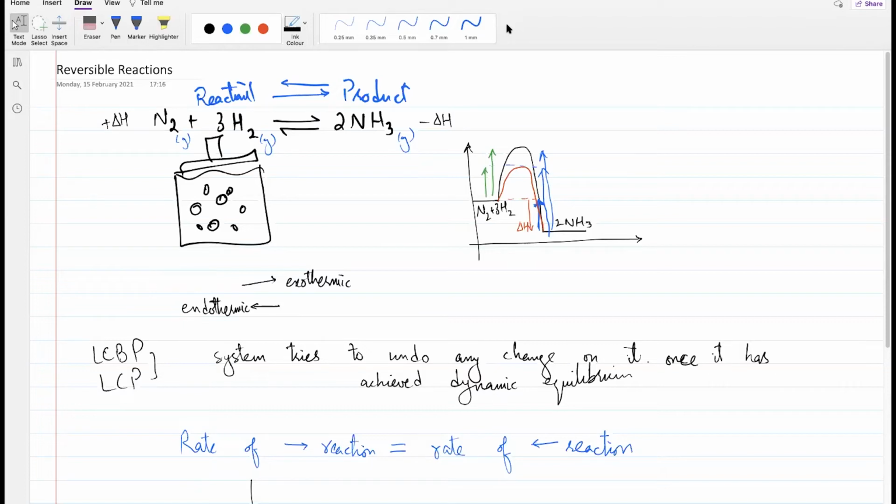Individually वो दोनों rates बढ़ जाएंगे, लेकिन equilibrium पे फर्क नहीं आएगा. Okay? So that's something you have to understand. The catalyst and surface area are not relevant to reversible reactions equilibrium. They are relevant to just the rate.